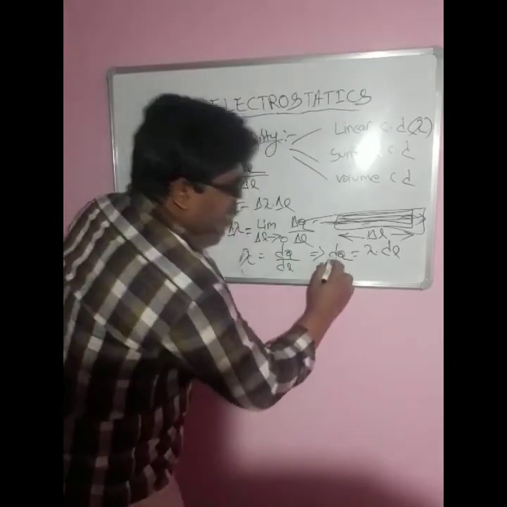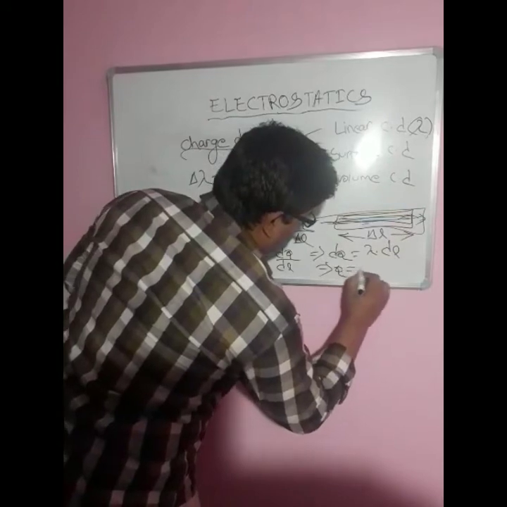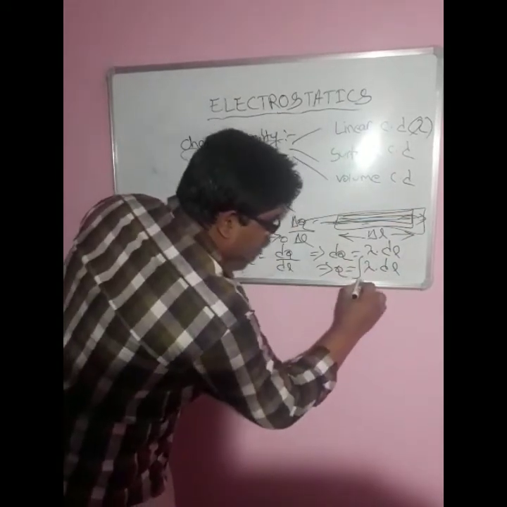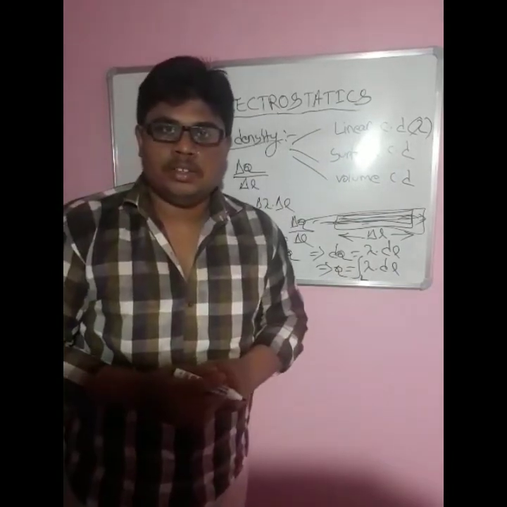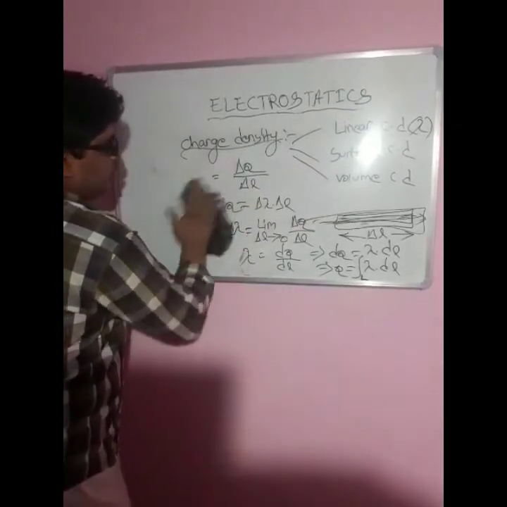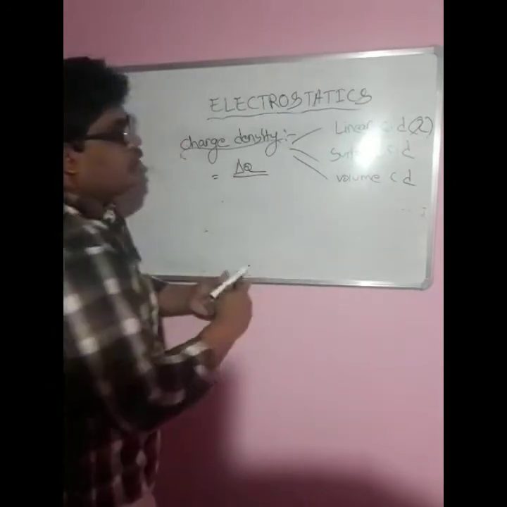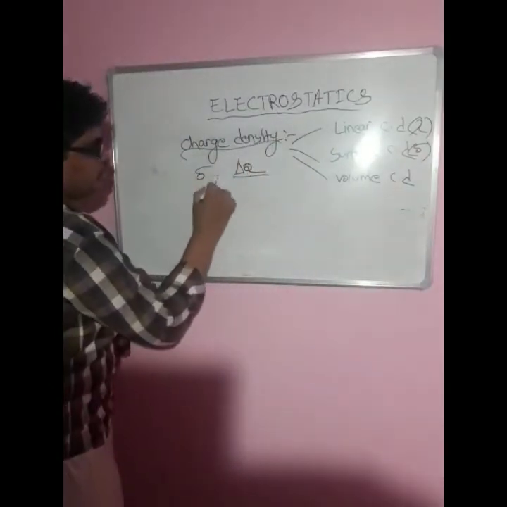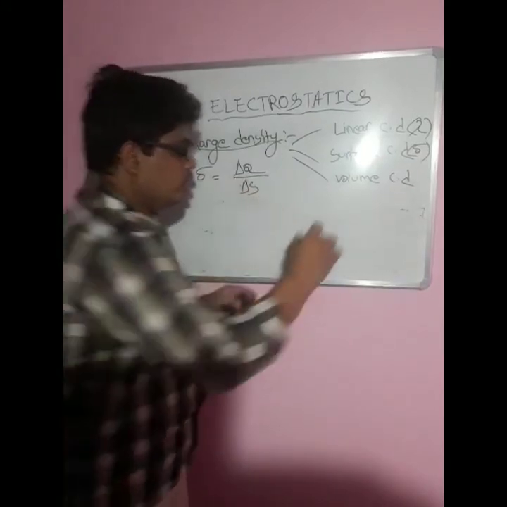If the derivative goes there, then it can become integration. So q is equal to integration of lambda dl over L. This is the line integral. Okay. Next, surface charge density. See, surface charge density is denoted by sigma. Then sigma is equal to del q by del s.